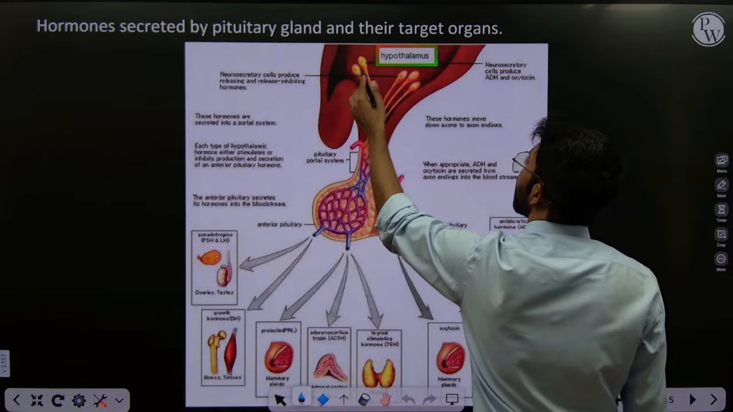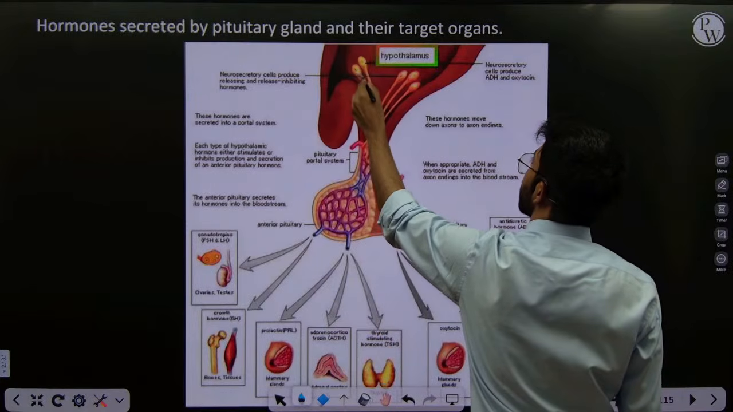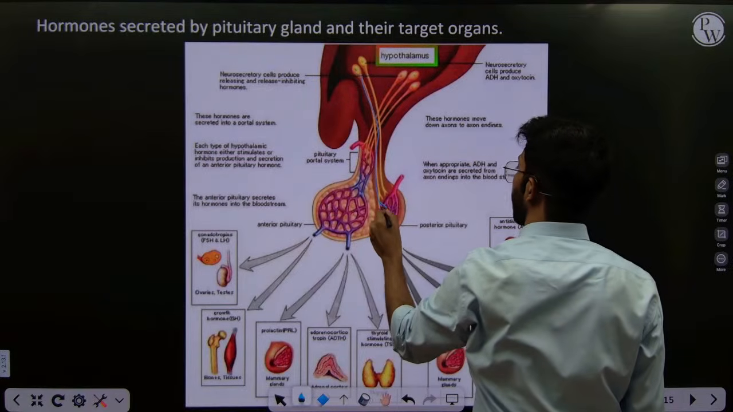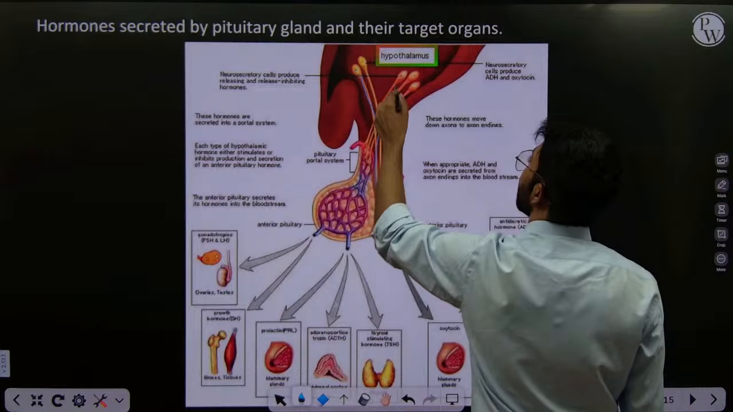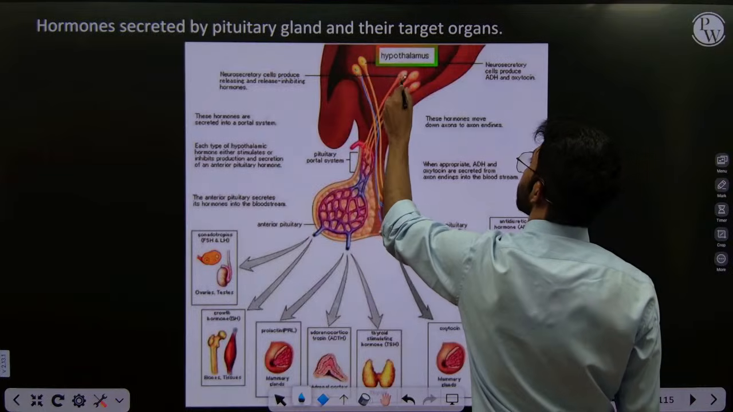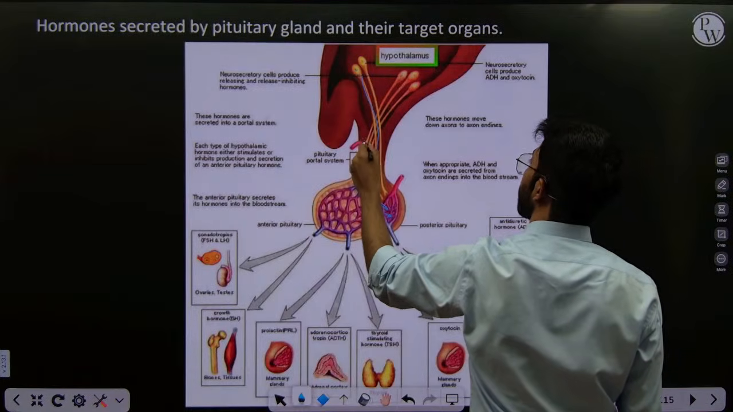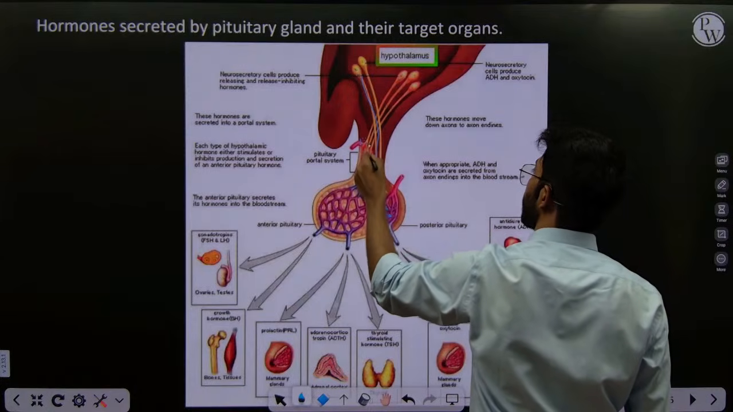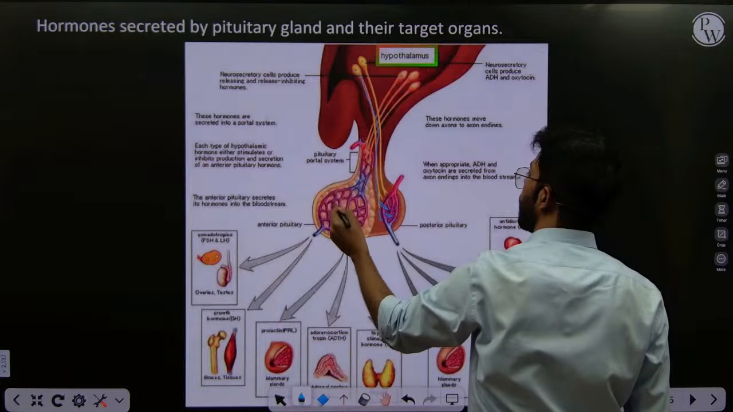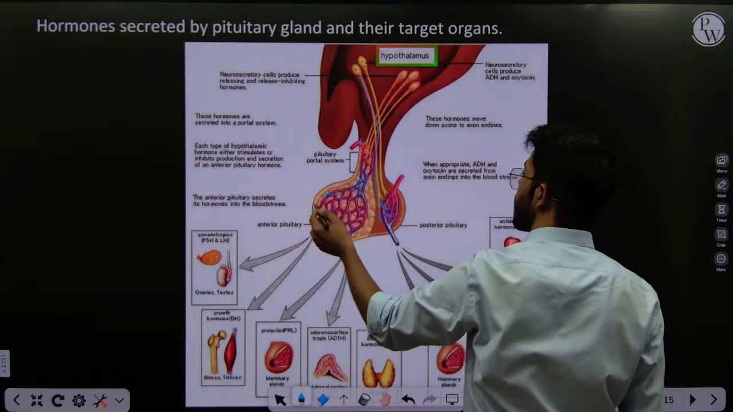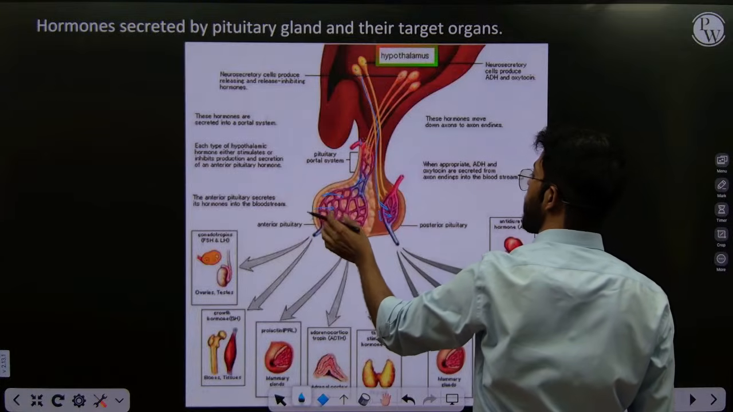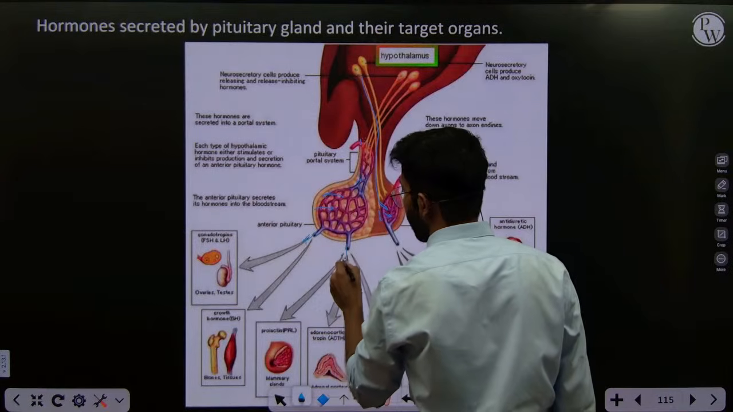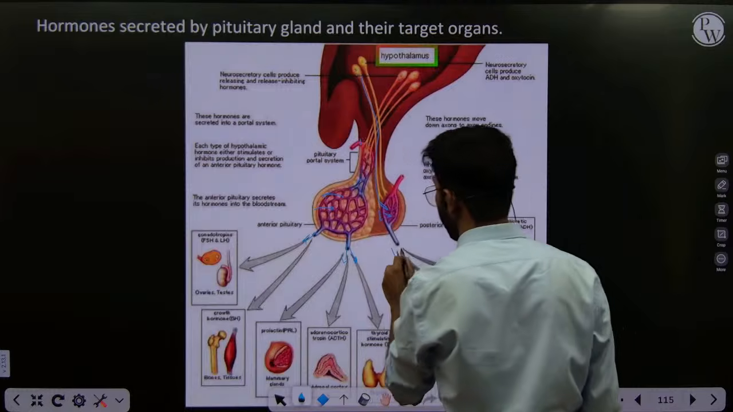So the hormones synthesized in this region travel along the axon and get stored or may be released. Hormones synthesized in this region are secreted at the stalk, and then through circulation they travel and act on the pituitary cells, and the pituitary cells release their respective hormones into the whole body circulation.